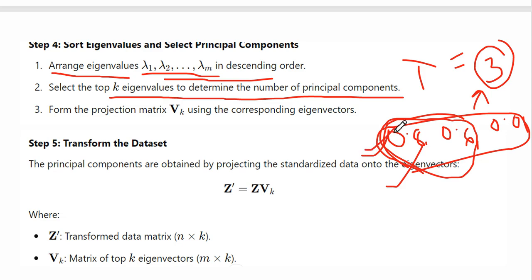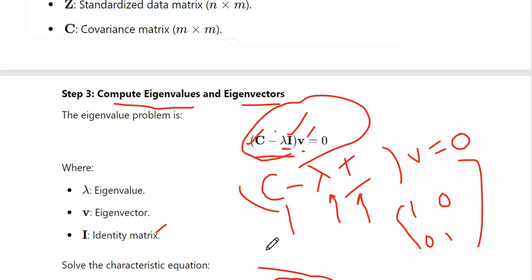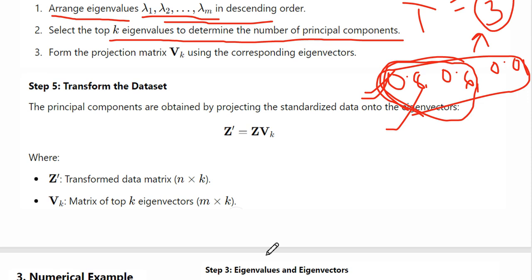By using these eigenvalues, we have to calculate an eigenvector by using this formula. How we calculate it, we will understand in the next example.